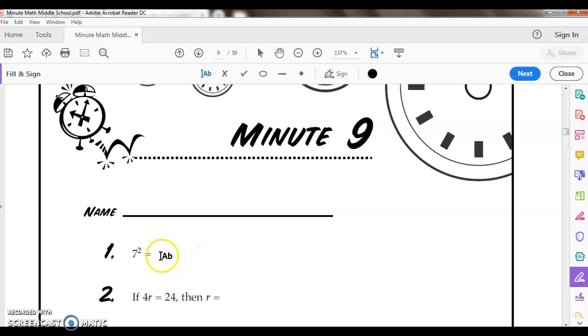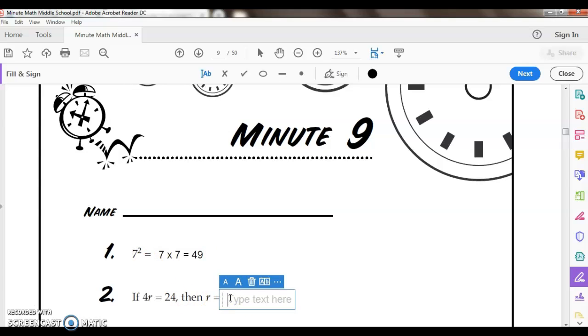Okay, starting with the first one, we talked about squaring. You're just going to do 7 times 7 equals 49, because there's a 2, so it's going to be multiplying that number, the whole number.